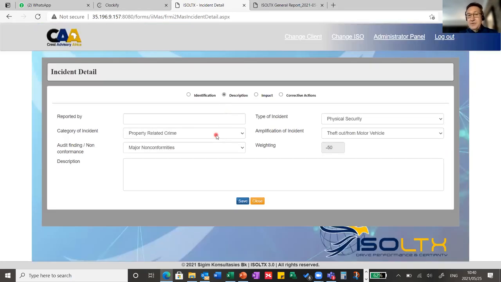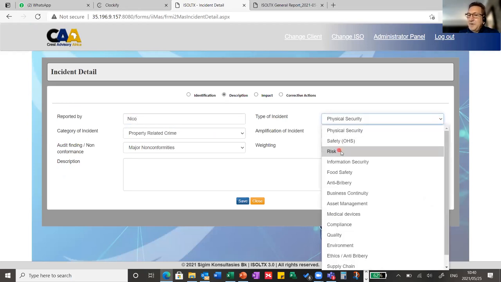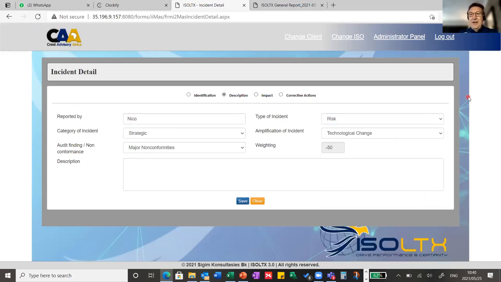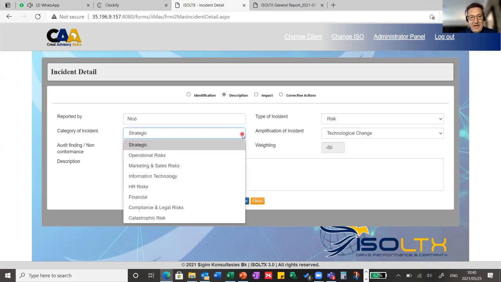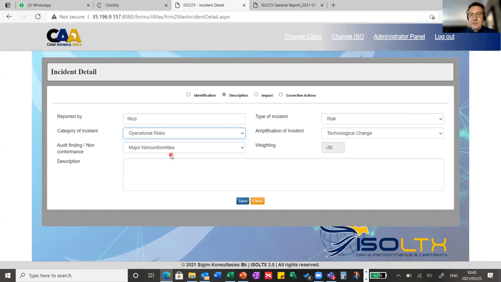The description is also very simple. It is reported by Nico. And then the type of incident, let's go for risk management. So risk management, and we are drilling down into this space, and we're looking here at strategic risk, operational risk, marketing risk, information technology risk, HR risk, financial, legal compliance, etc. Anything that is available for you as a category in your environment. Let's go for operational risk.